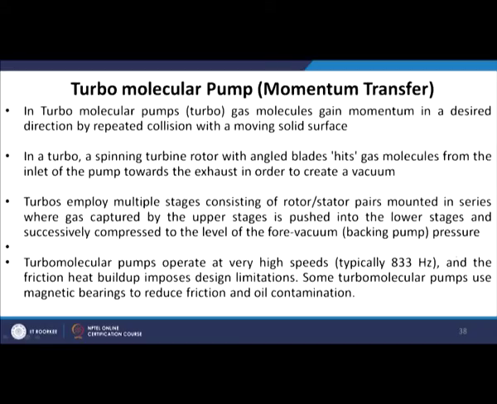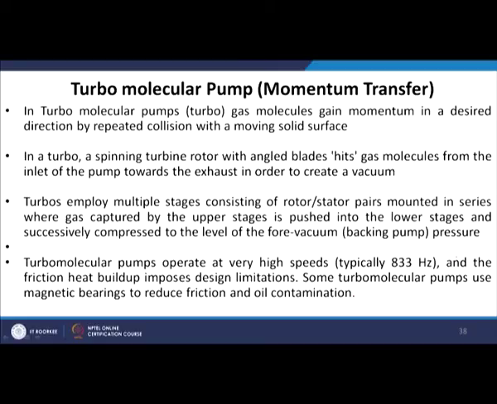Another kind of momentum pump is the turbomolecular pump. In a turbomolecular pump, which is a momentum transfer pump and is also called a turbo, gas molecules gain momentum in a desired direction by repeated collisions with a moving solid surface. In a turbo, spinning turbine rotors with angled blades hit gas molecules from the inlet of the pump towards the exhaust in order to create a vacuum.